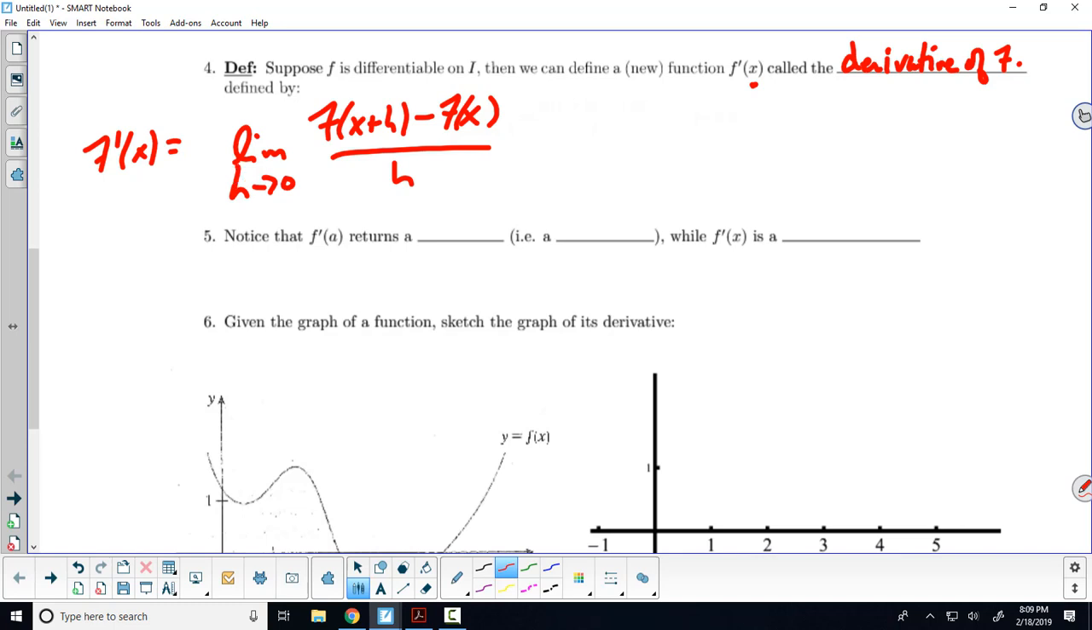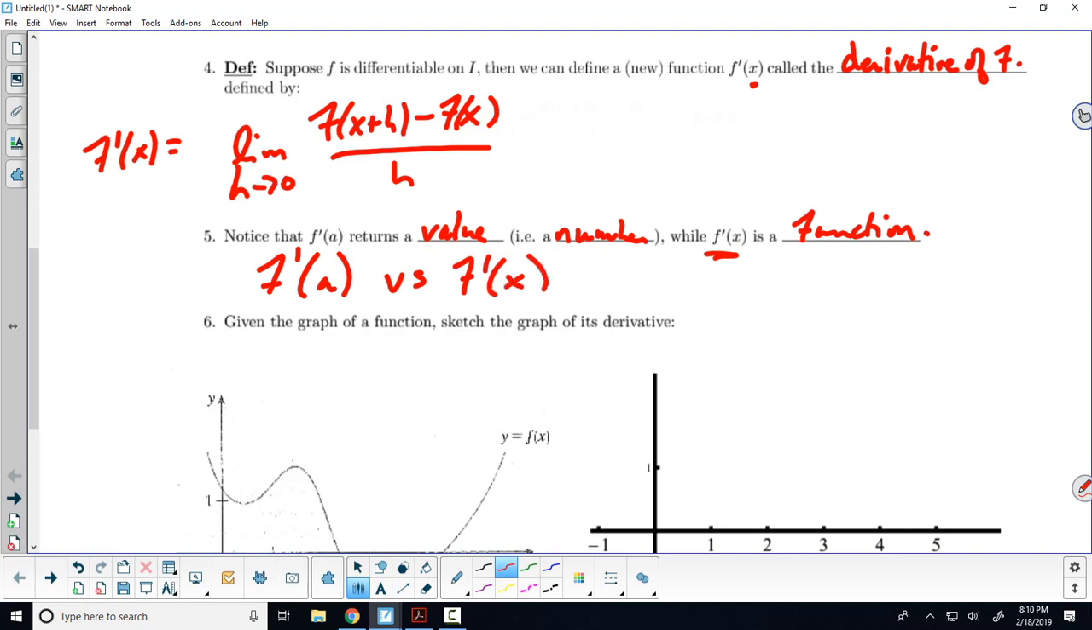All right, this is not something I'm going to purposely trip you up on. I'm never going to ask a question just to see if I can catch you. But it is important to recognize the difference between these two things. f prime of a returns a value, i.e. it's a number. Whereas f prime of x is a function. So I need you to recognize the difference between f prime of a versus f prime of a variable x.